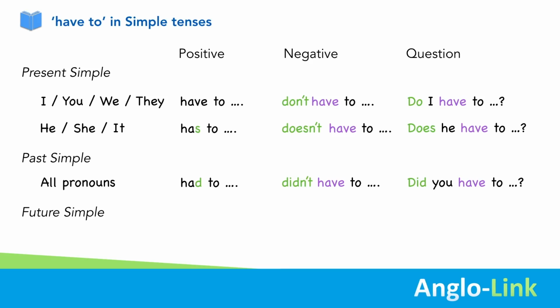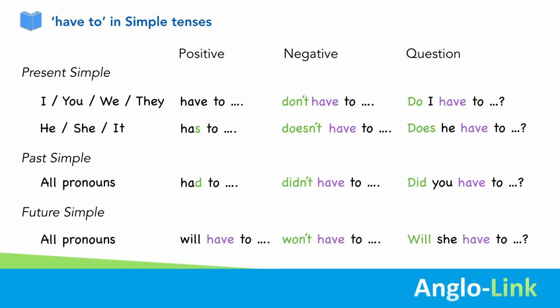And finally, future simple. For all pronouns, it is with will have to. And here have is already the base verb after the modal will. So to make it negative, all we need to do is to change will to won't. Won't have to. And the question, of course, is, will she have to?